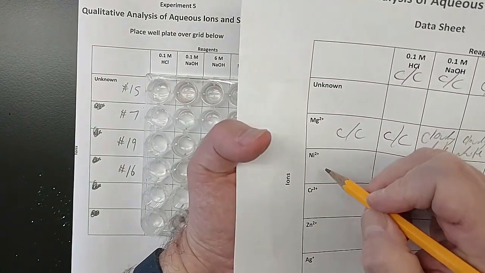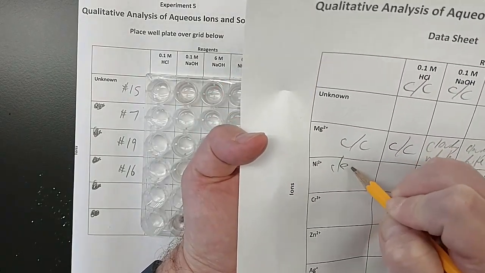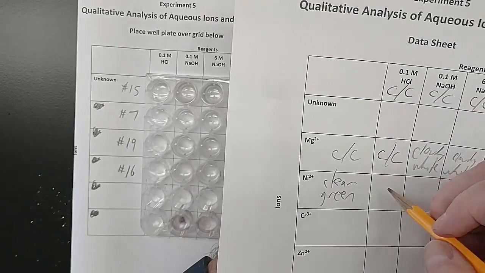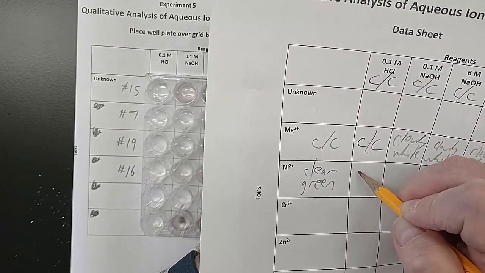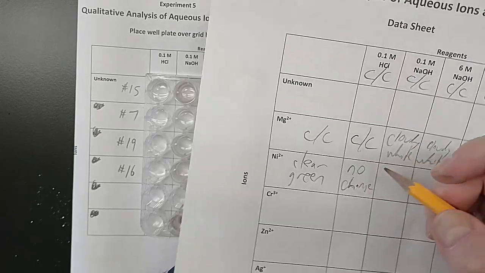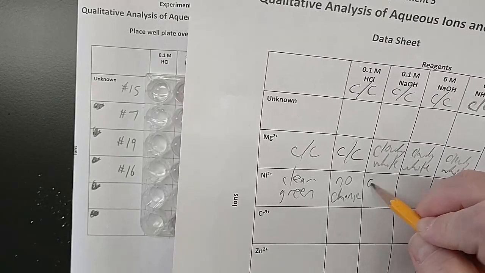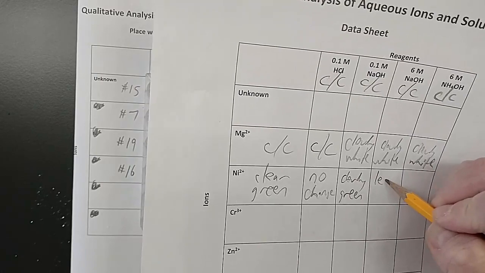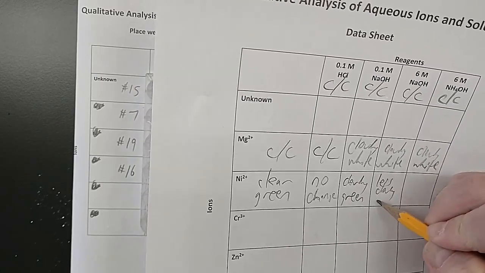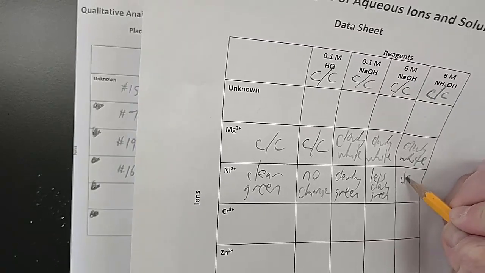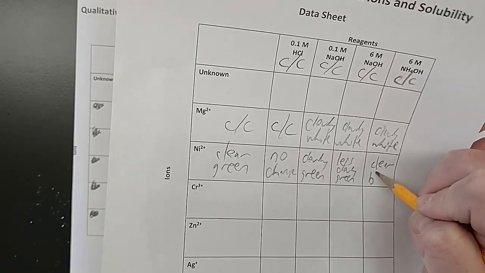Without anything in there, this was clear but green, I'm going to call it. You call it whatever color you want to call it. This was no change. Still clear and green. This one was cloudy and green. This one was less cloudy and green. And this one was clear or transparent, your choice of verbiage, but blue.